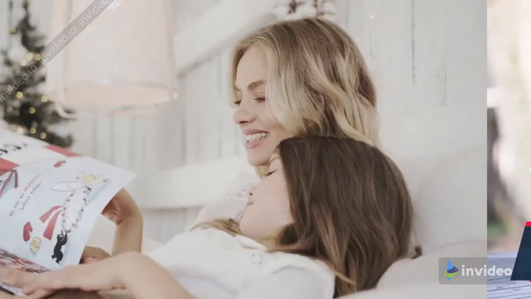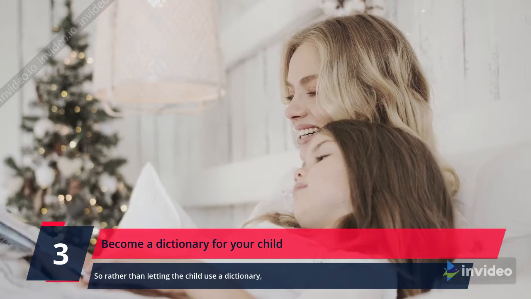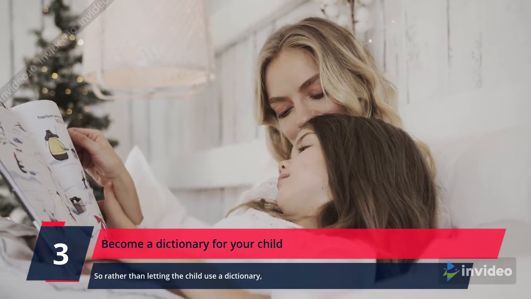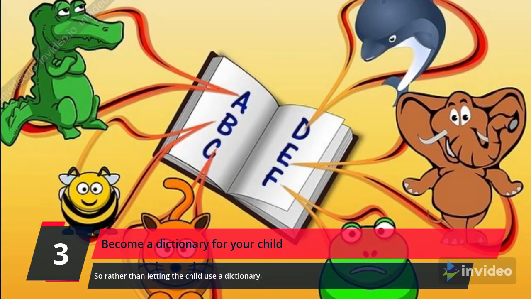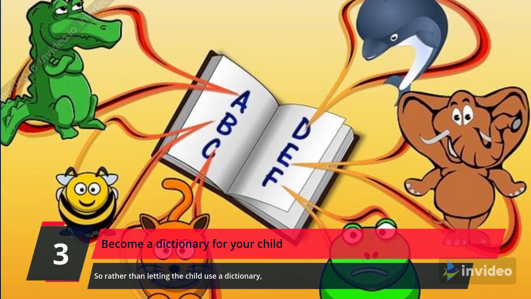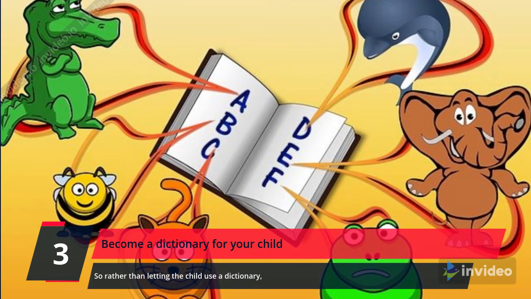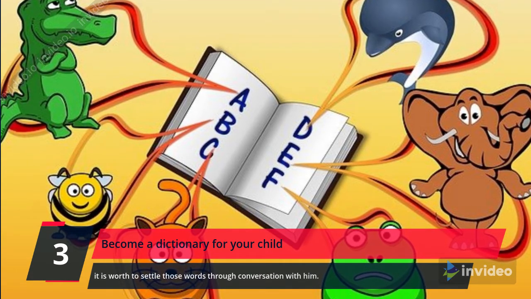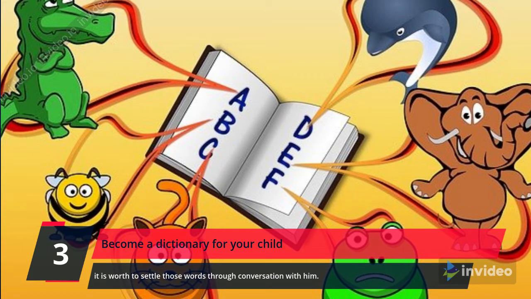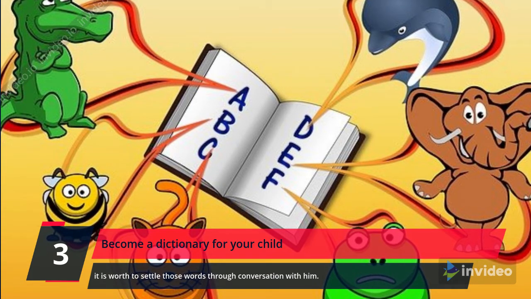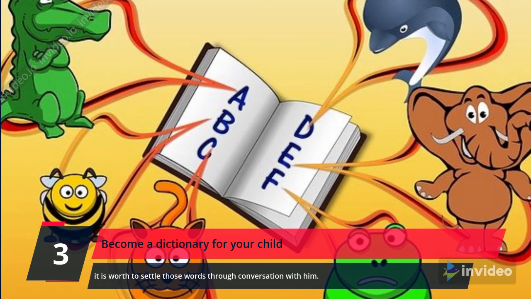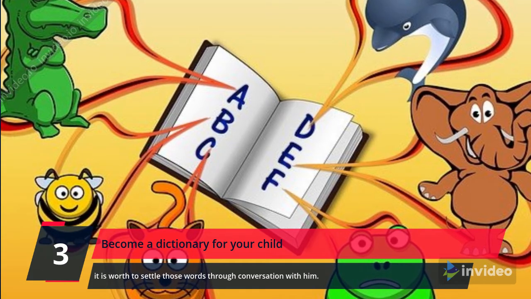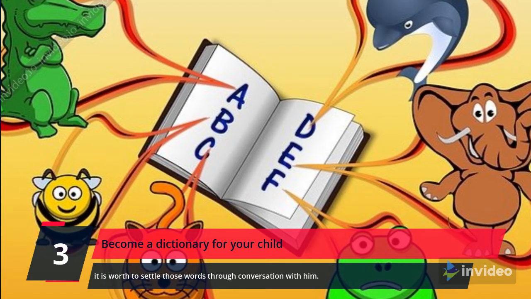Third one is, become a dictionary for your child. Even if there are any words in the dictionary, it is difficult for the child to understand them. The child becomes confused because of the deep words and definitions. So rather than letting the child use a dictionary, it is worth settling those words through conversation with him. Duke recommends taking the time to figure out the definition with your child by using context clues, or the other words around it. Don't hesitate to take time to talk with your child. He or she will enjoy talking with you. Try this, it will work for sure.